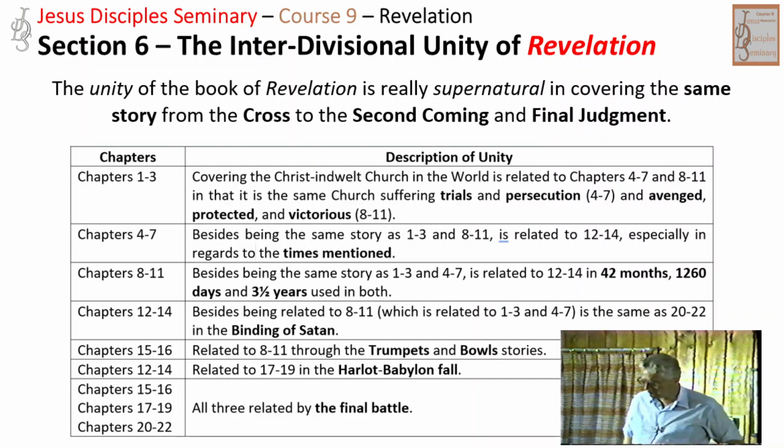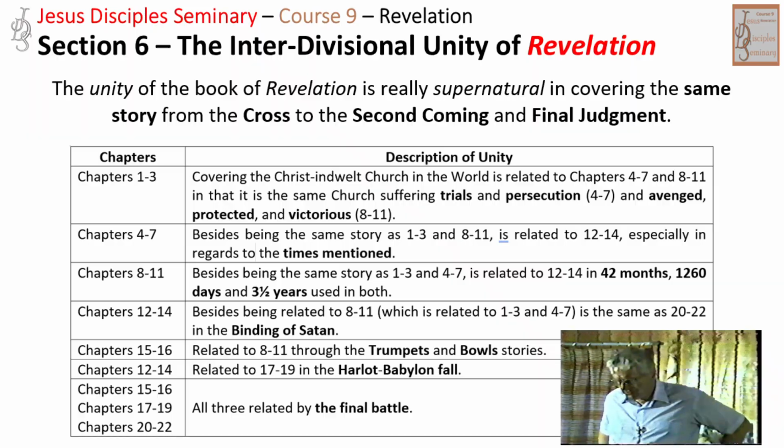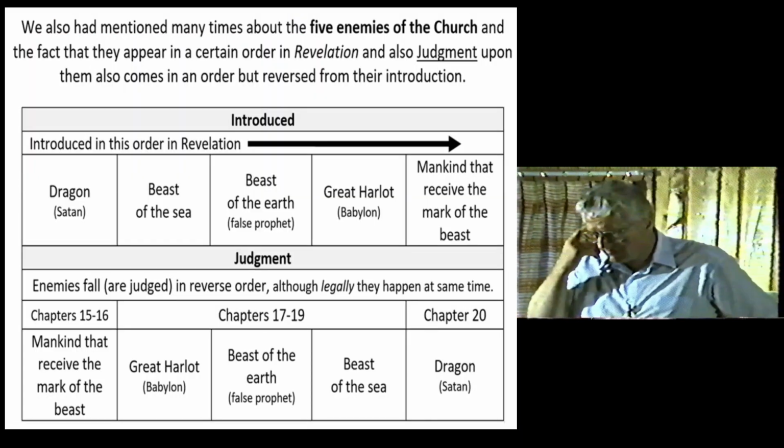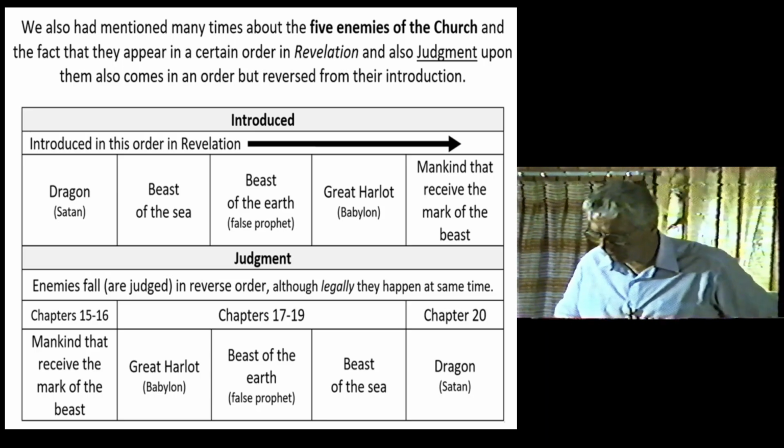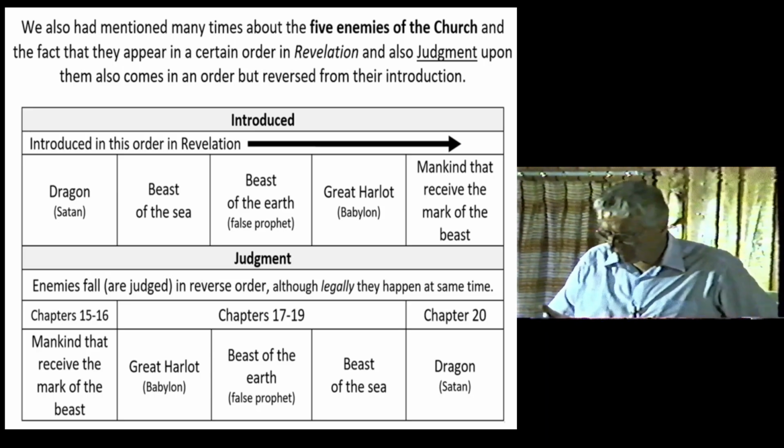Therefore, the unity of the book of Revelation is really supernatural and covering the same story from the cross to the second coming and final judgment. We'd also mentioned many times about the 5 enemies of the church and the fact that they appeared in a certain order in Revelation, and also judgment upon them comes in an order, but it's reversed. So I have it marked out here for you.